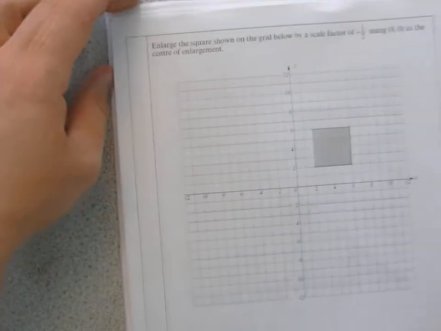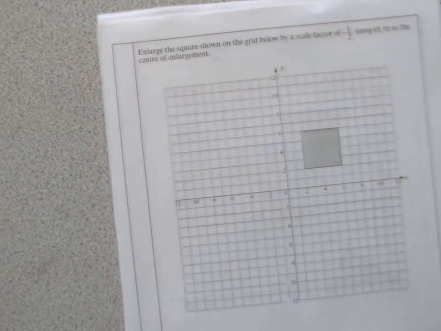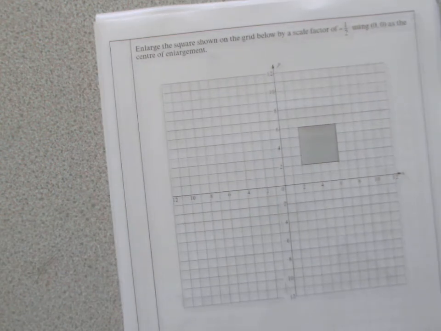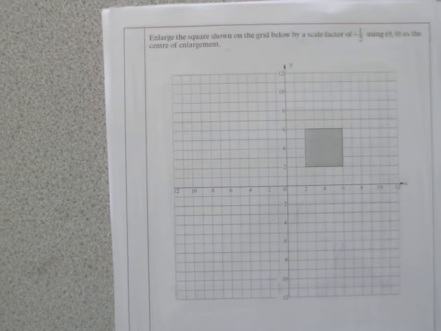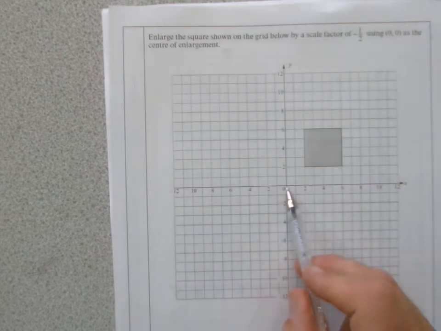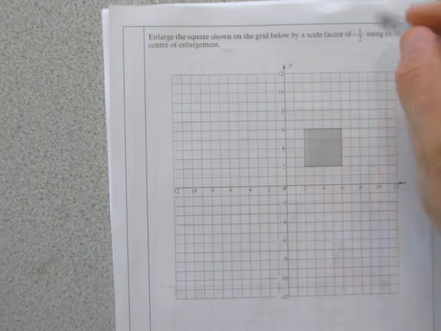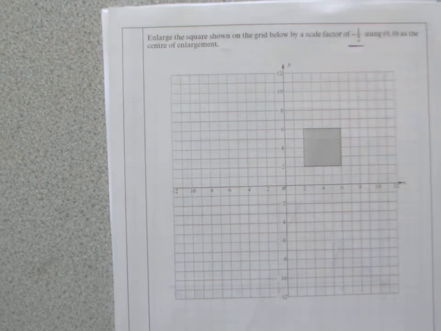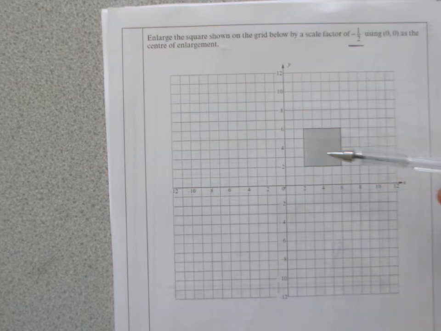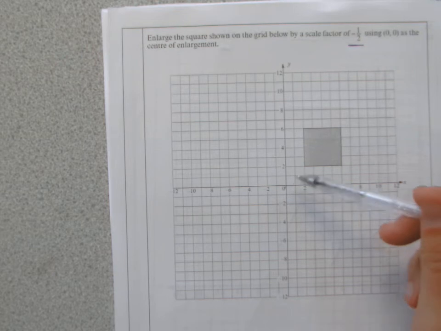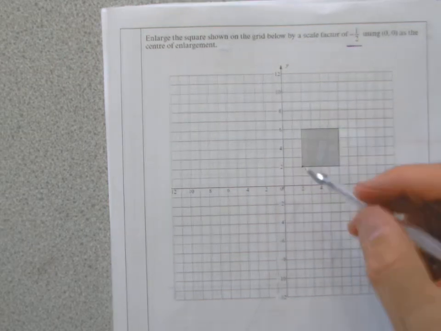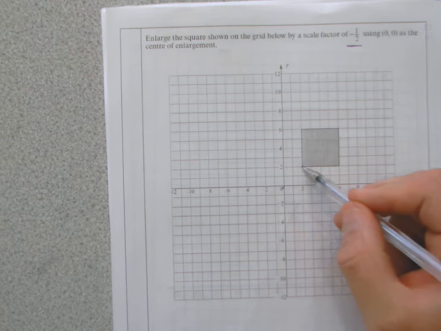Next part, part B, it says enlarge the square shown on the grid by a scale factor of -1/2 using 0, 0 as the center of enlargement. So 0, 0 is there, of course. Now, this time the scale factor is -1/2. What's going on here? How can you do that as a scale factor in terms of -1/2 of it? Well, the trick is, again, choose a corner point and ask yourself, what do I do to get from the center to that point there? Well, I've got to go across 2, up 2.